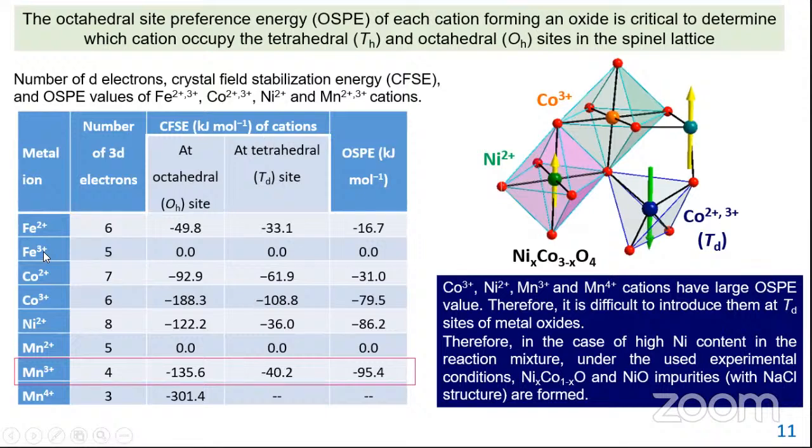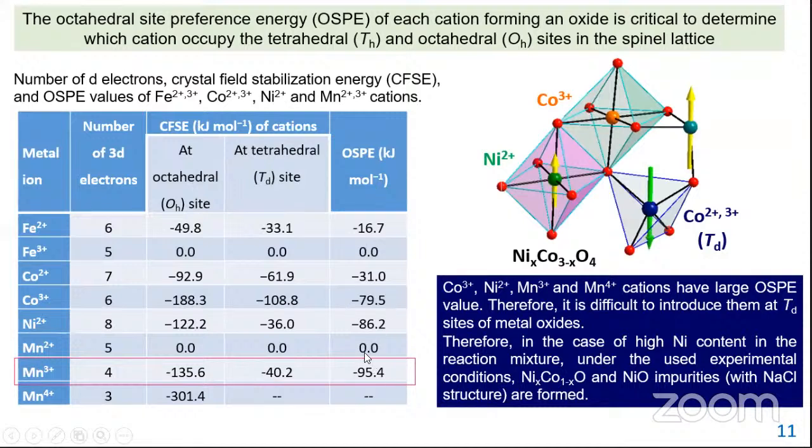As you can see, for example, manganese 3 plus has 4 d electrons, and its octahedral site crystal field stabilization energy is about minus 135.6 kilojoule per mole. But the tetrahedral site crystal field stabilization energy is minus 40.2. So the difference is about minus 95.4, which we calculate as the octahedral site preference energy.